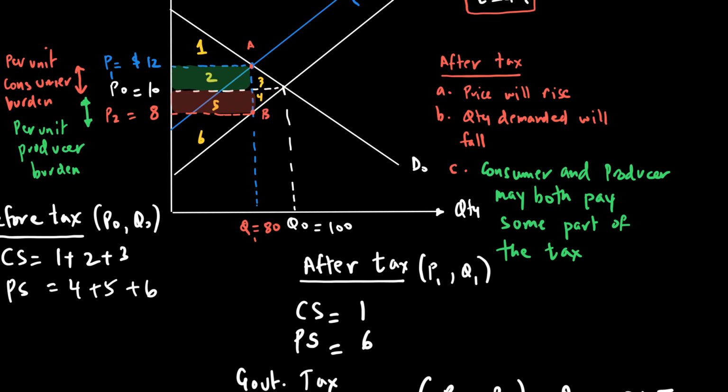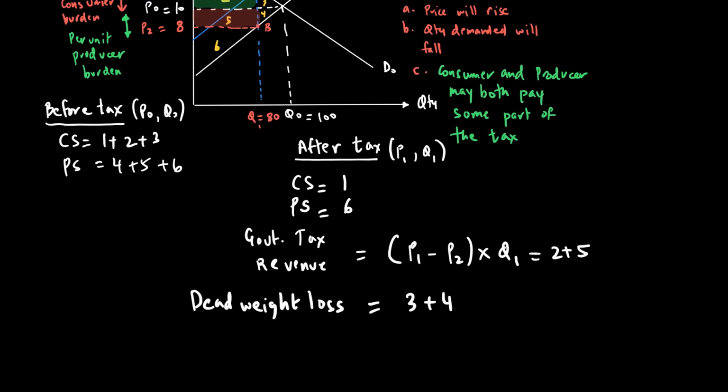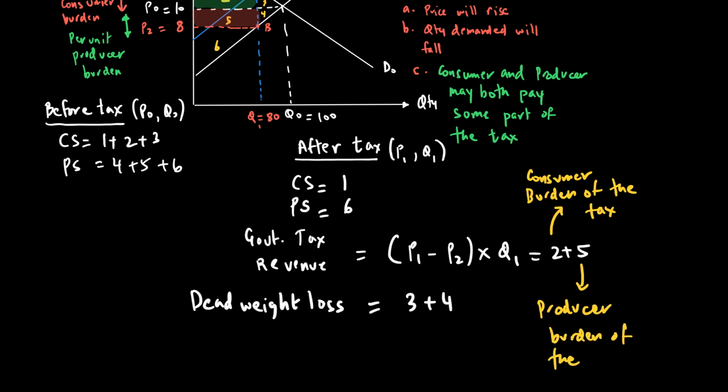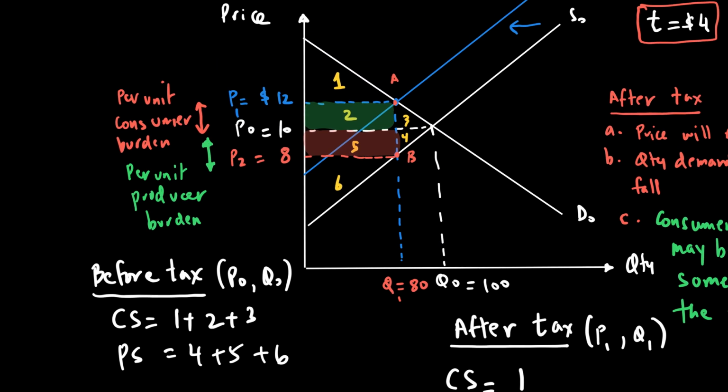Now, what part of my tax is being paid by the consumer? The answer is this area 2, which is what I call the consumer burden of the tax. And I'll explain it in 1 minute. And area 5 is what we call the producer burden of the tax. Why do I say that? Let's zoom in on the diagram. So look at this, guys.